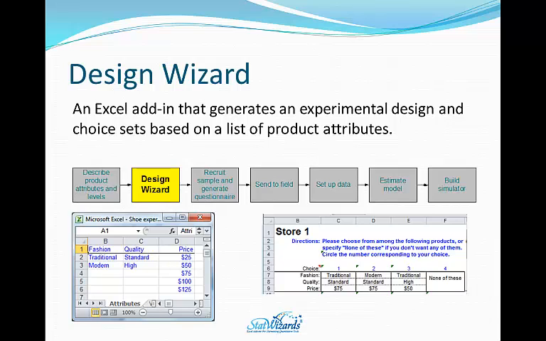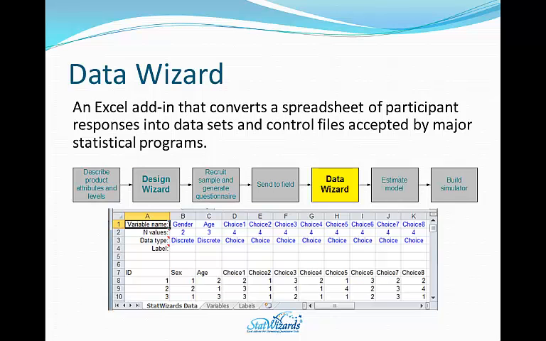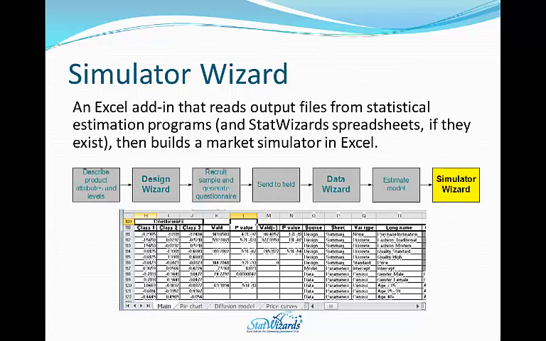The Design Wizard takes a simple list of attributes and levels, then constructs a set of store visits in seconds. The Data Wizard takes data from a survey and rearranges it to the form that any of a number of estimation packages can use. The program also sets up any command files the package may require. The Simulator Wizard, which we're about to cover, takes the output from the chosen estimation package and converts it within seconds to a full-featured market simulator.